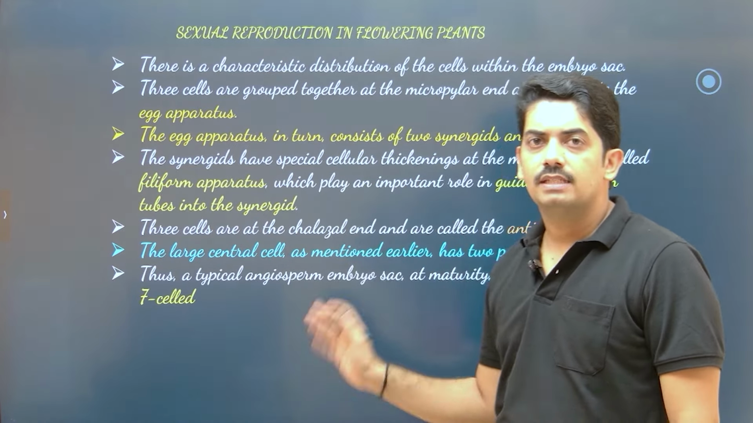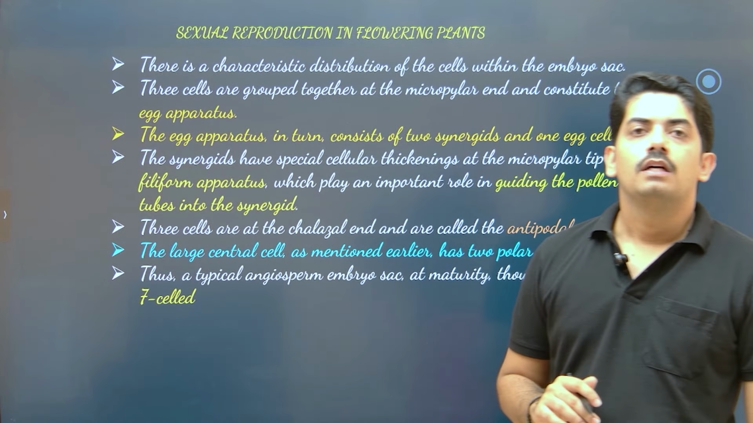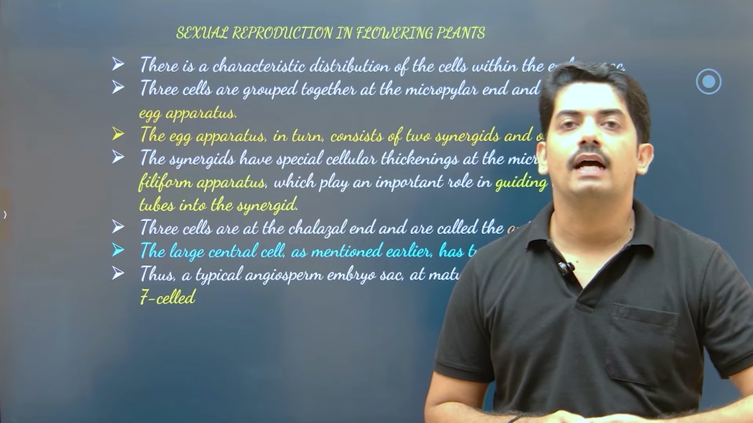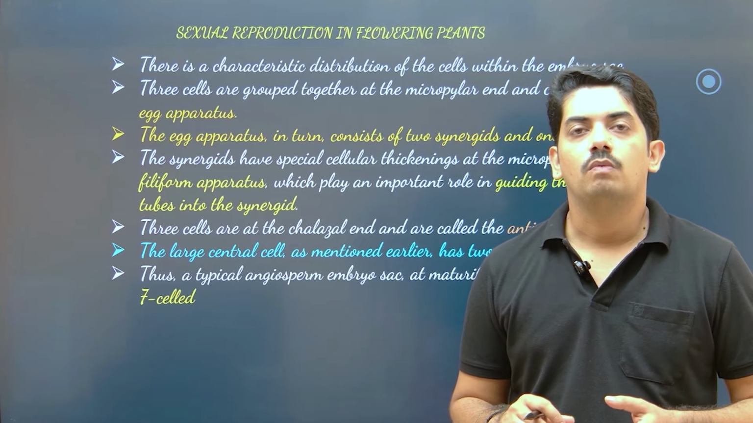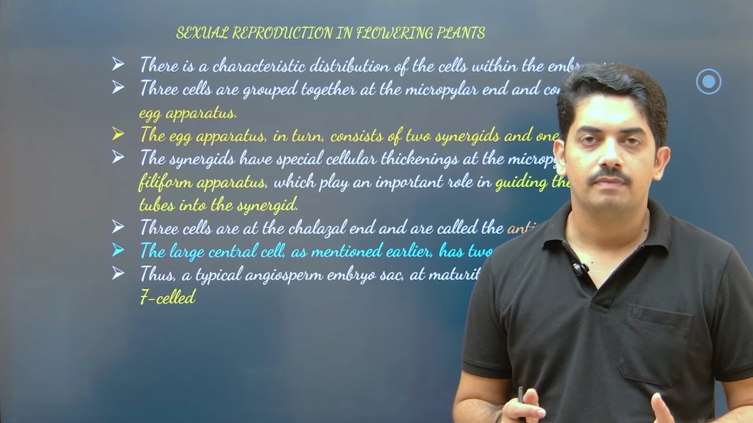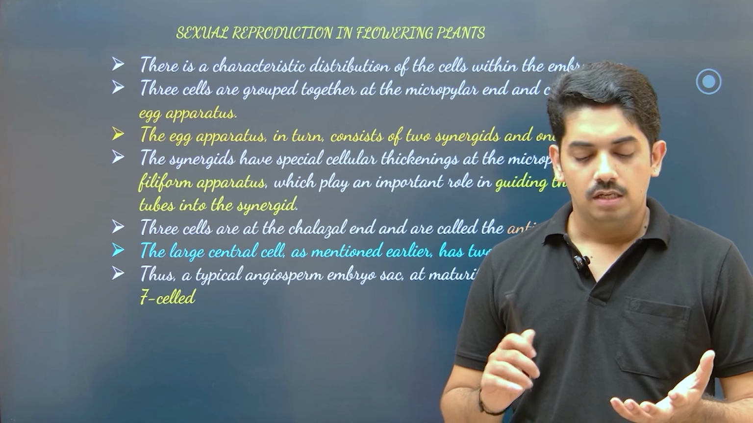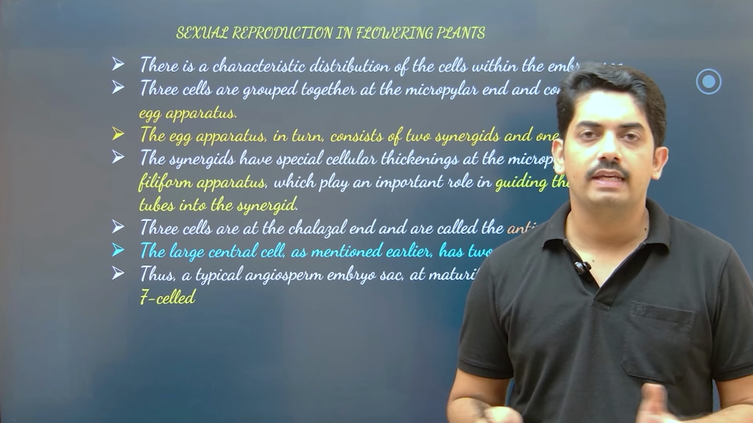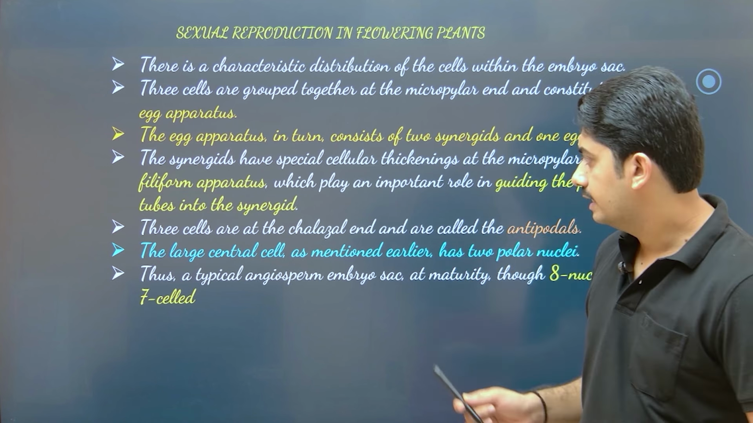So the same thing is explained here. One more thing I want to make clear. Sometimes they ask questions like, what is the egg apparatus? Egg apparatus means the egg cell and 2 synergids. Together we consider it as the egg apparatus.